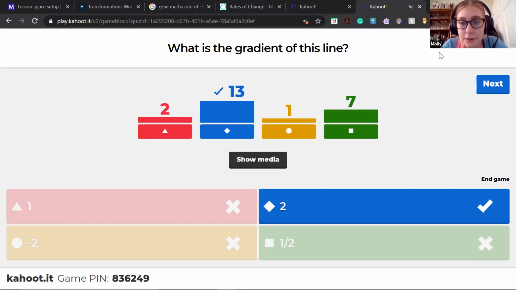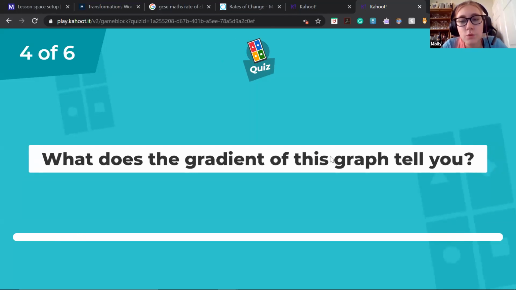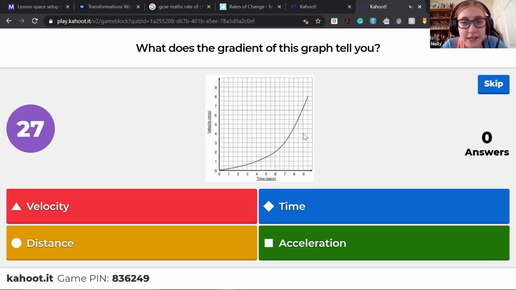Cool. Well done to the people who got that. I can see where these 7 went wrong here, but again, we'll be going through that today. So now this is asking us what the gradient of this graph tells us. Quite a tricky one. Don't worry if you have no idea. Just leave it or give it your best shot.